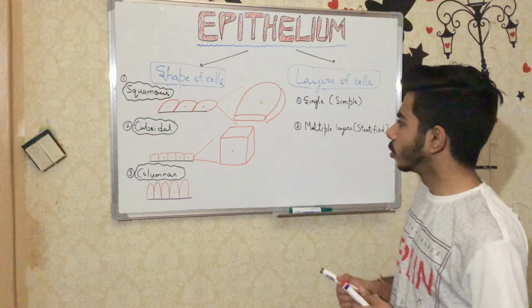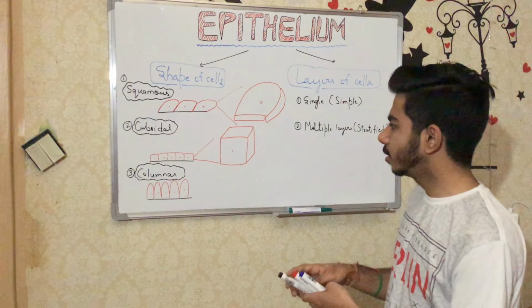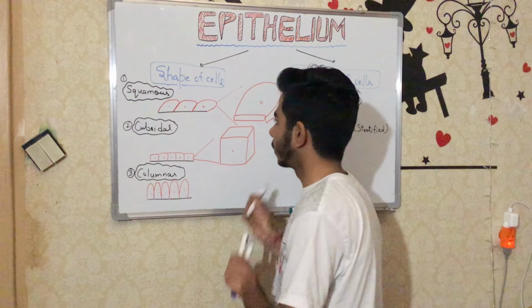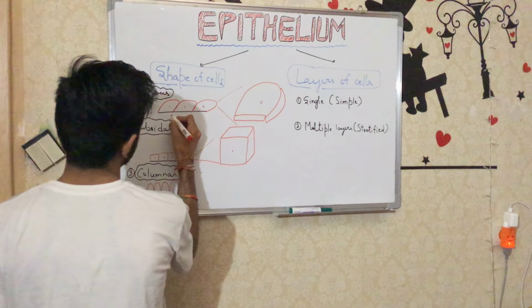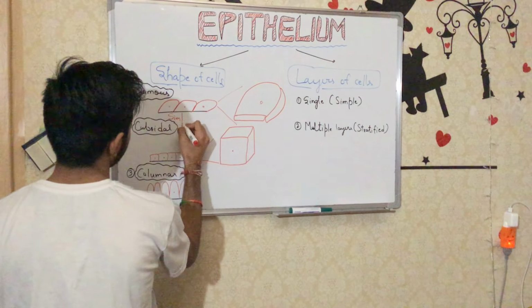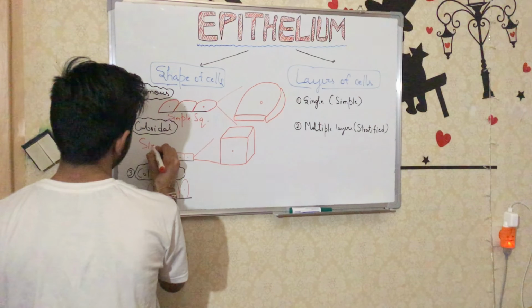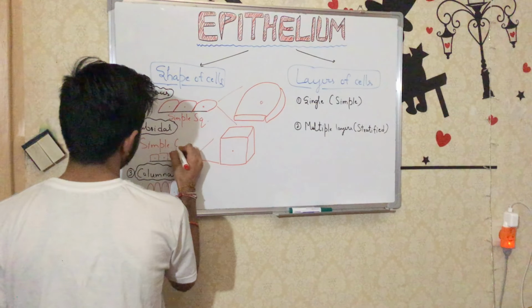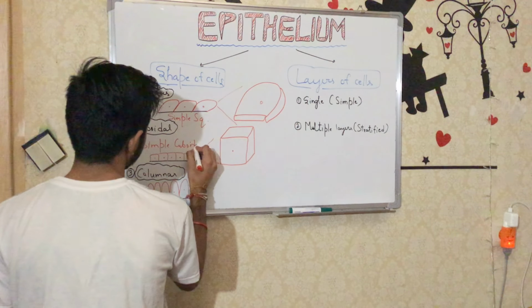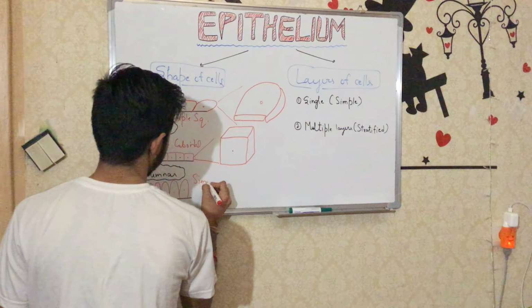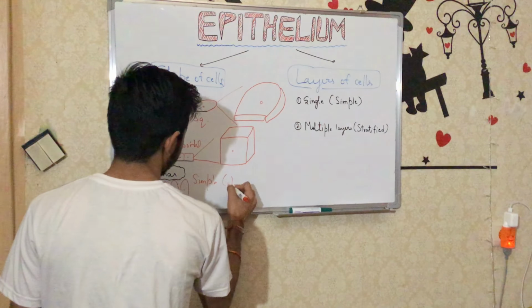So here we can write that it is the simple squamous, here it's simple cuboidal, and here it's simple columnar epithelium.